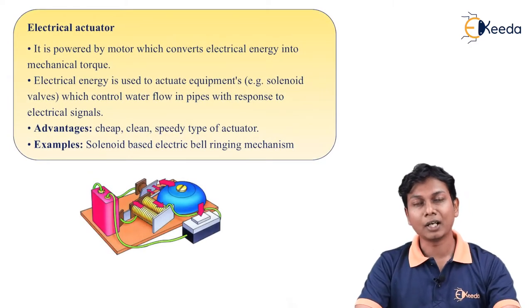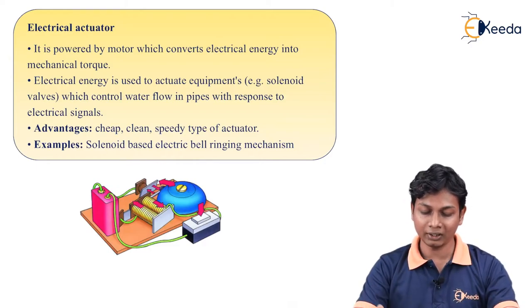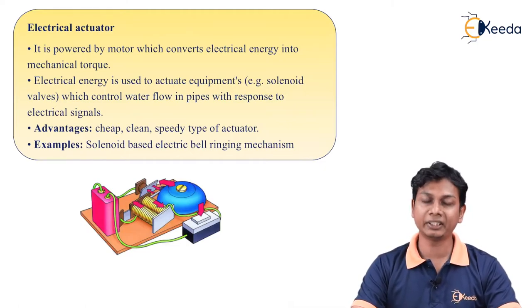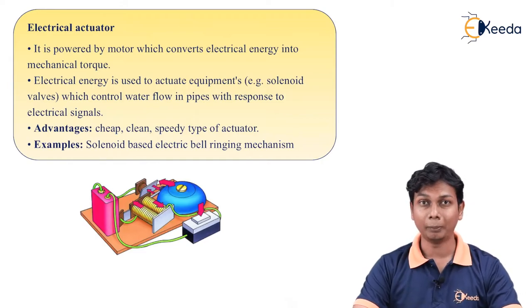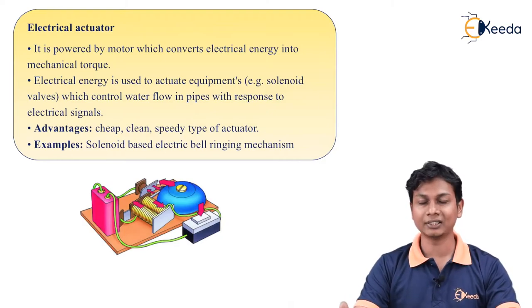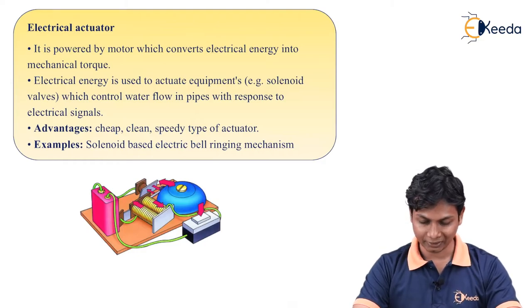Now the third type of actuator is the electrical actuator. Simply, it is powered by a motor which converts electrical energy into mechanical torque. An electrical actuator converts electrical energy into mechanical torque. A mechanical torque we consider as a force. As you know, there are various types of motion, and this is considered an angular motion. Electrical energy is used to actuate equipment, for example a solenoid valve, which controls water flow in pipes in response to electrical signals.